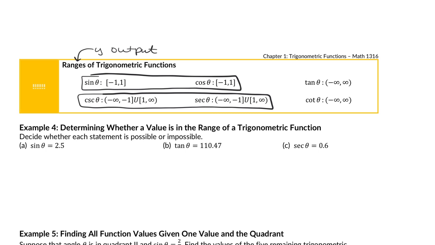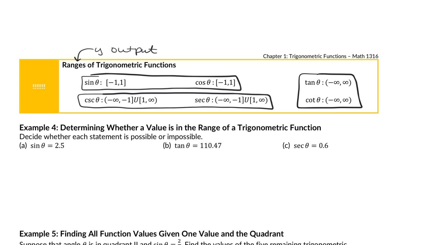Tangent and cotangent, though they are reciprocals, have the same range. Their range goes from -infinity to infinity, which means tangent and cotangent could be equal to any of the values on the number line from -infinity to infinity. Notice I'm not talking about the numbers you plug in. I'm talking about the numbers that you get out, the things that it is equal to.